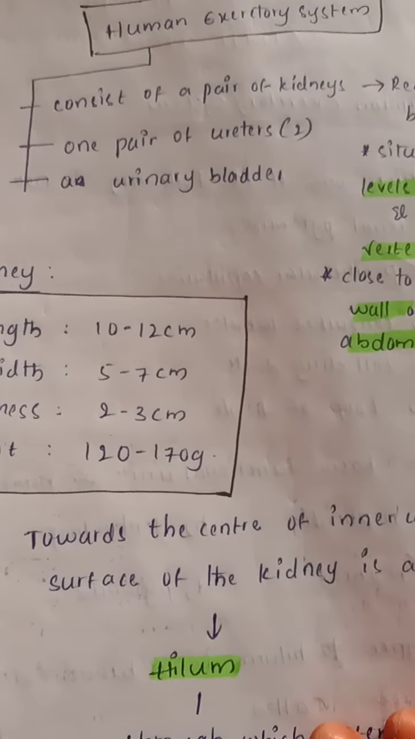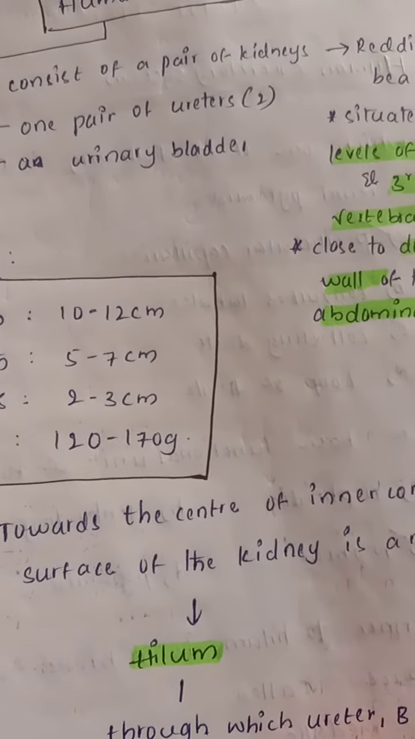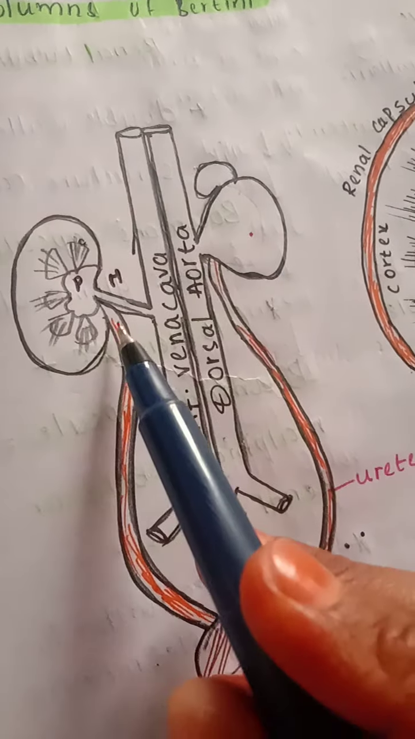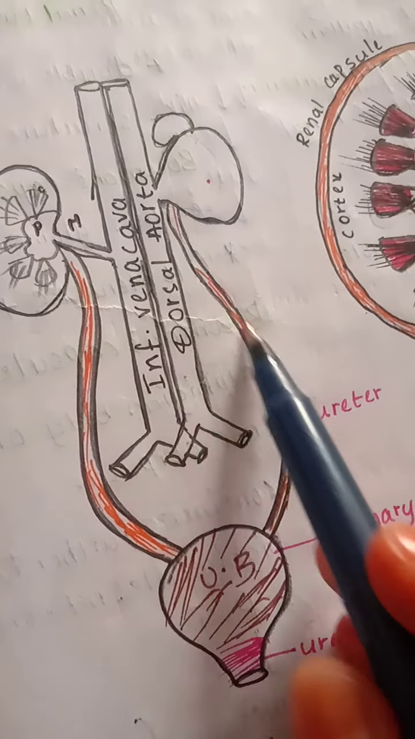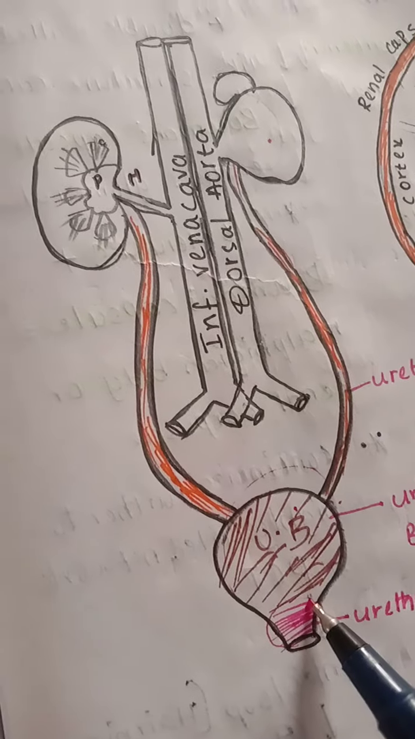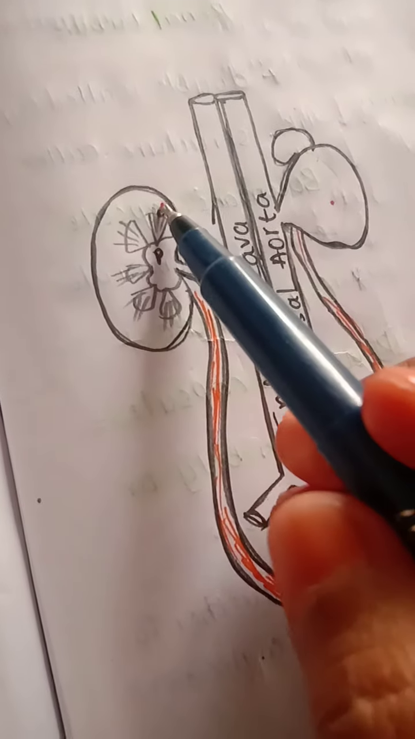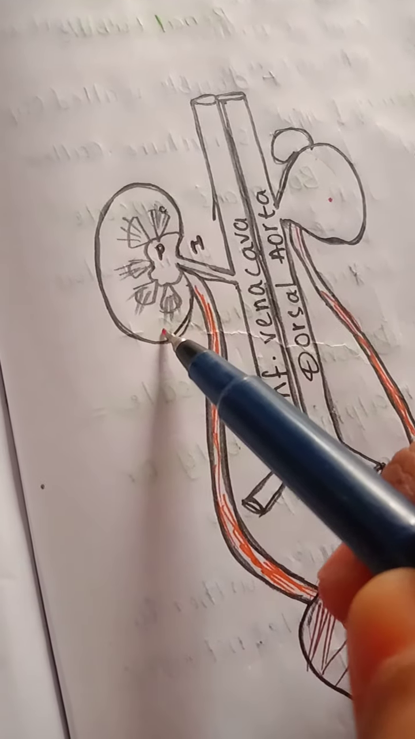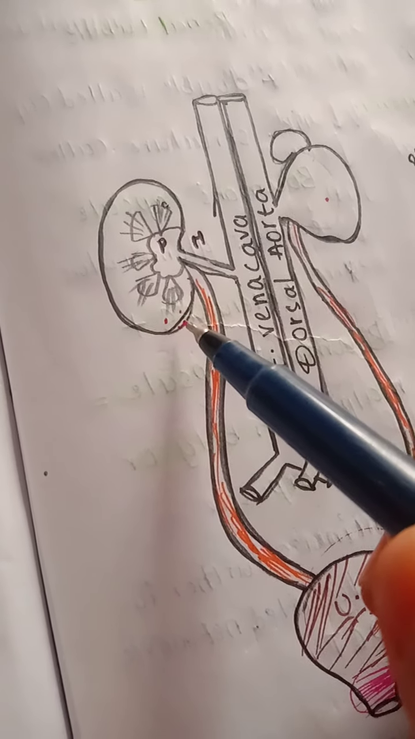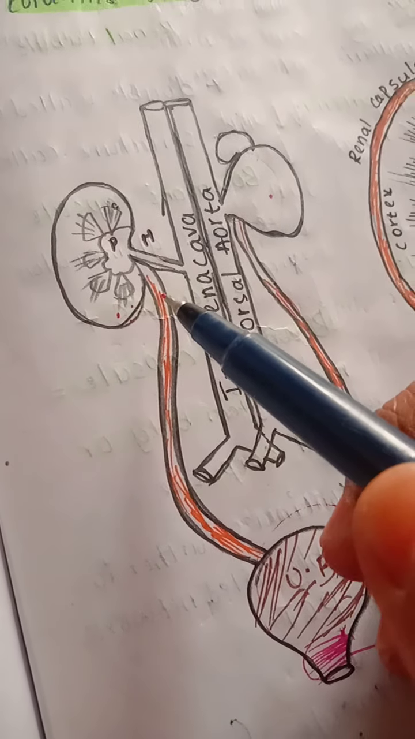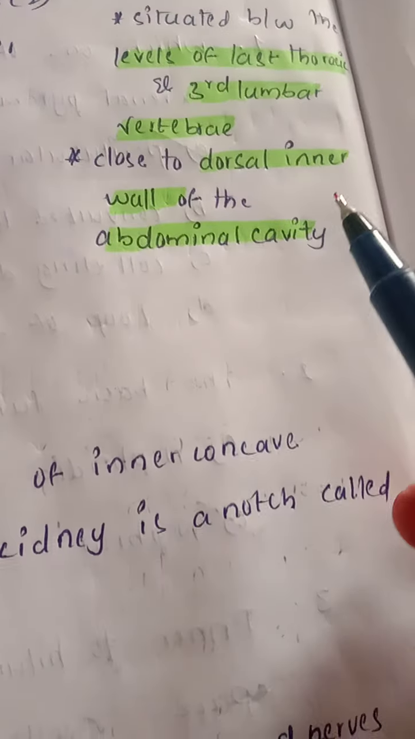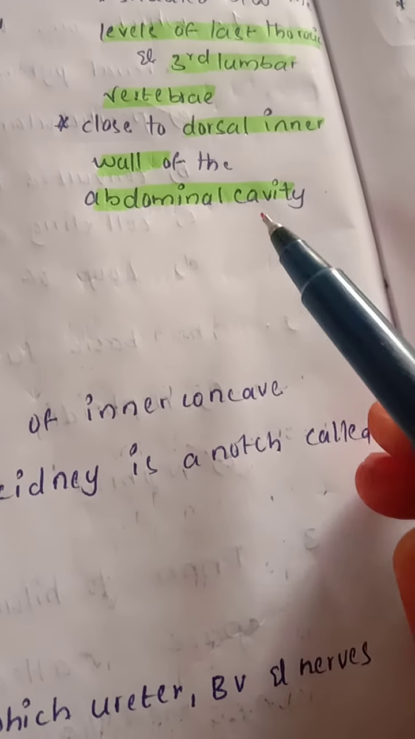The human excretory system consists of a pair of kidneys, a pair of ureters, a urinary bladder, and a urethra. The kidney is reddish brown and bean shaped. It is situated between the last thoracic and third lumbar vertebrae, close to the dorsal inner wall of the abdominal cavity.